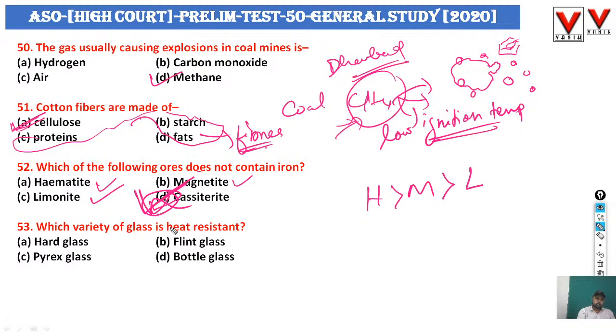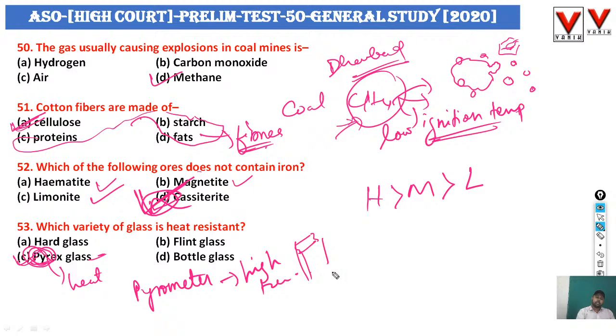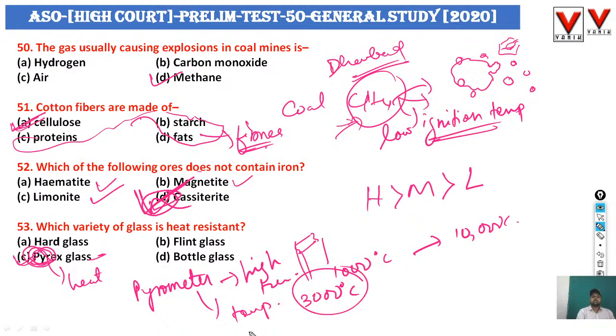Then moving to the next question, which variety of glass is heat resistant? It is your Pyrex glass. Pyrex glasses are those you find with some significant thickness. The word pyre means heat, like we use a pyrometer. Why do we use a pyrometer? A pyrometer is used for measuring very high temperatures, ranging from at least 1000 degrees Celsius to more than 10,000 degrees Celsius. A pyrometer is also used to measure the temperature of the sun, approximately 3000 degrees Celsius.